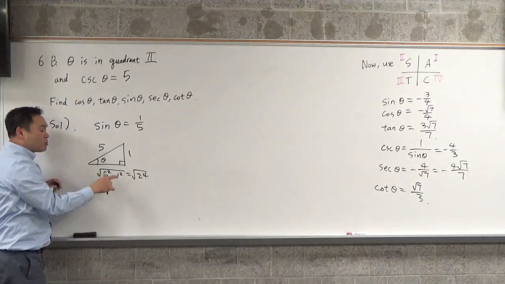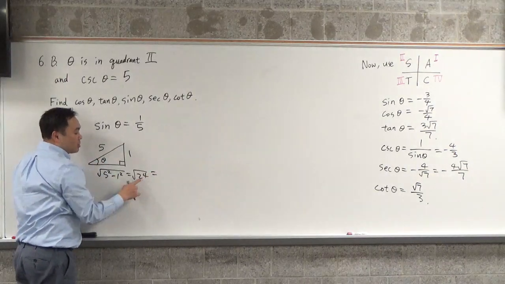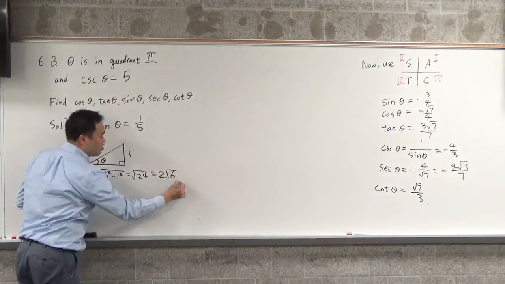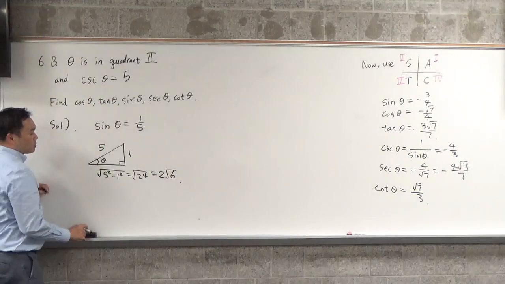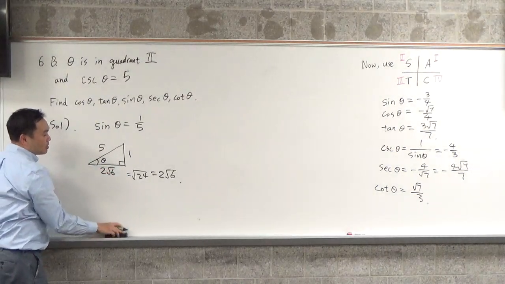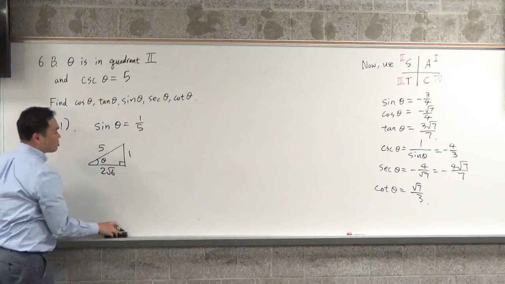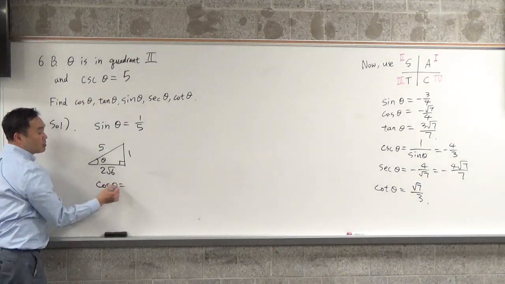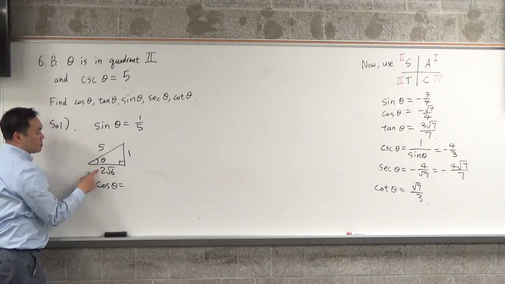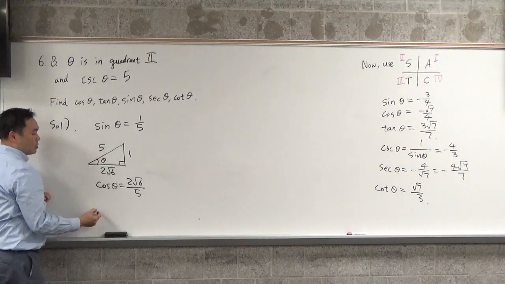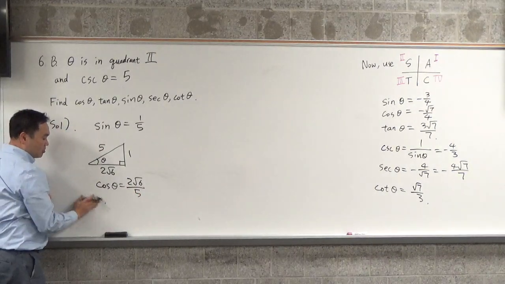Now it's important to simplify this. 24 is 4 times 6, so 4 comes outside as 2. Okay? So you can now just replace this by 2 times radical 6. And we're now able to write the other ones. Okay, so now what's cosine? It's going to be 2 radical 6 over 5. What am I doing? What's tangent?